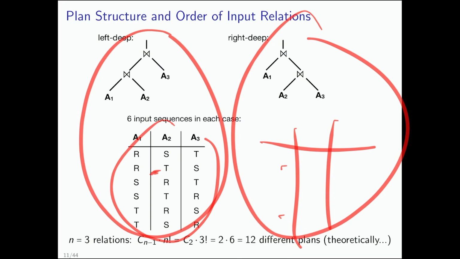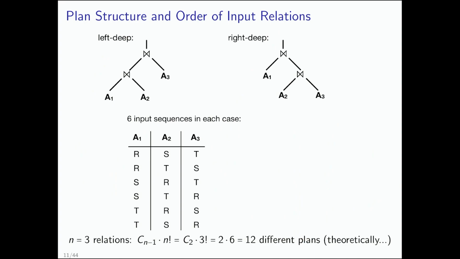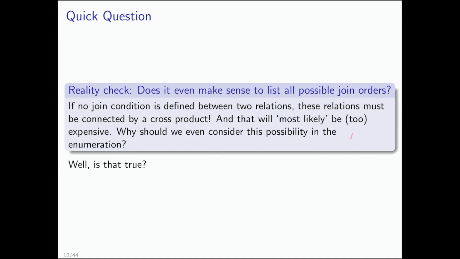Now I'm trying to make the argument, that's all nice theory, but if any of those options leads to a cross product, why consider it anyway? The cross product is so expensive, it will most likely ruin the costs of the overall plan, so why not discard it in the first place? That is the idea here. Rather than blindly enumerating the entire factorial times Catalan, the insanely large space, I'm saying, let's ignore the cross products. Any intuition? Any idea?